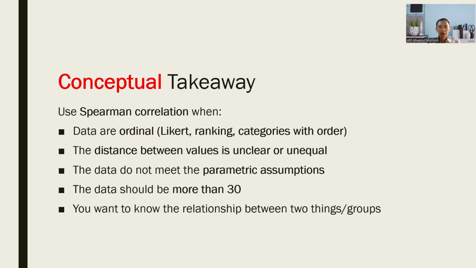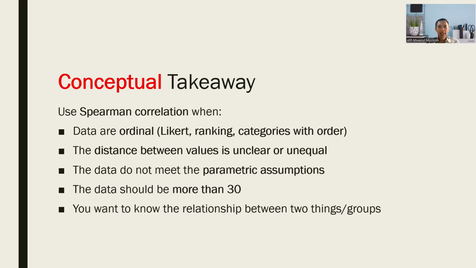We can learn something from this kind of operation: Spearman correlation is applied when the data are ordinal. For example, we are applying a questionnaire, and the questionnaire is collected by giving a kind of Likert scale, and the data is ranking, or the data is put in a category with order. And the distance between values is unclear or unequal. For example, the distance between rank 1 and rank 2 may not be similar to rank 2 and rank 3, because it deals with feelings or emotional things.